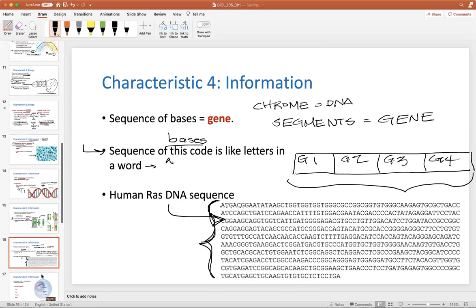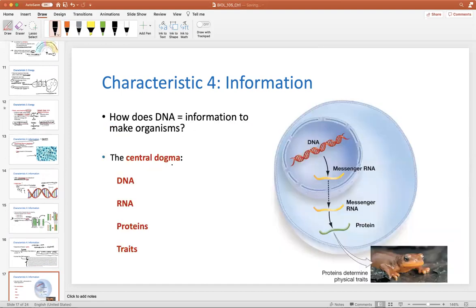Well, that gets us to something called the central dogma of biology. Know this, love this, live this, preach this, okay? This will definitely be something I ask you about later. So how does DNA equal information to make organisms? Well, here is how. DNA gets copied into RNA. RNA gets made into proteins, and then proteins do the chemical work that leads to traits.